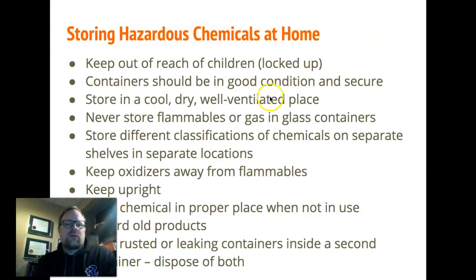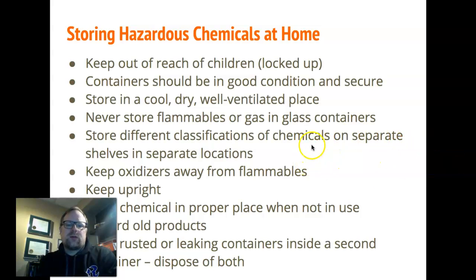You never want to store flammables or gases in glass containers, because if something flammable were to light on fire, it would build up pressure very rapidly inside that container, and then you've got a little grenade of glass exploding all over the place. Gases heat up when it gets warmer out, and so that increases the pressure. And again, if it explodes, then you're spreading glass all over the place.